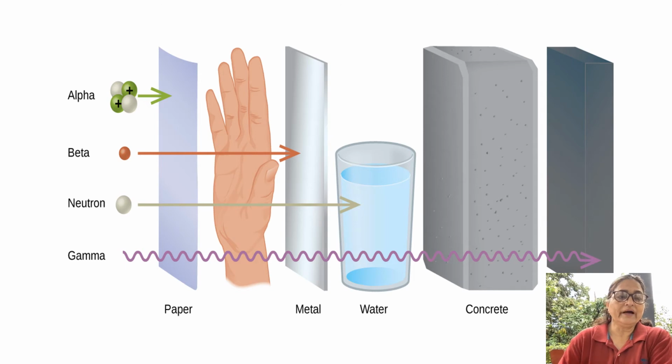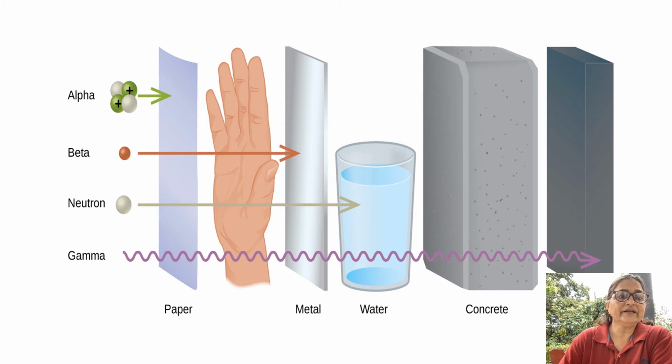Now, here again you can understand the effect of these radiations. If we divide the radiation, there are various types of waves: alpha, beta, neutron, and gamma. Here you can see the alpha can cross through paper, beta through the human body as well as through metal, and neutron can cross the human body, paper, metal, and can reach up to the water level. But it cannot cross the concretes.